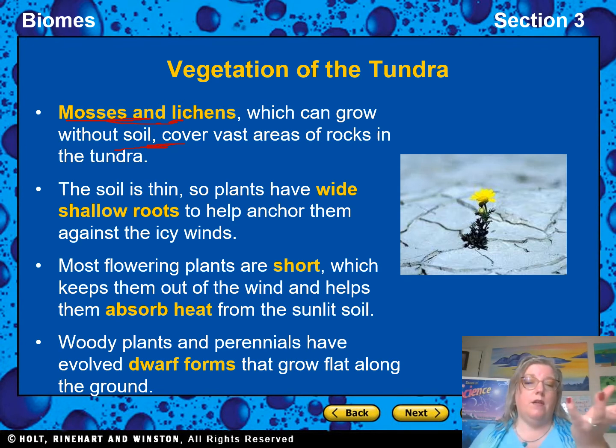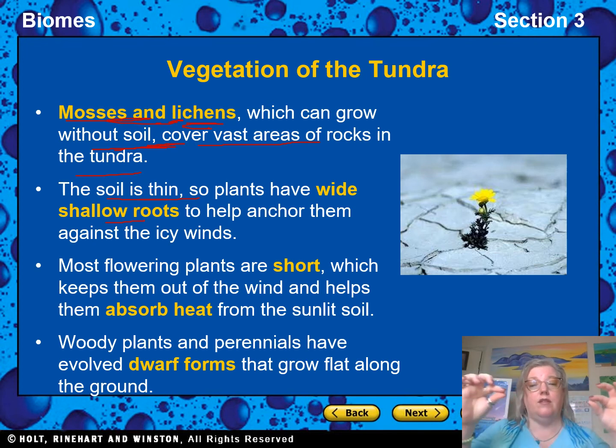They've got the fungus providing the support and the algae providing the photosynthesis. So lichens and mosses can grow without soil and cover vast areas of rocks on the tundra. The soil is very thin, so the plants have wide, shallow root systems that help anchor against the icy winds. There's a lot of wind going on here.